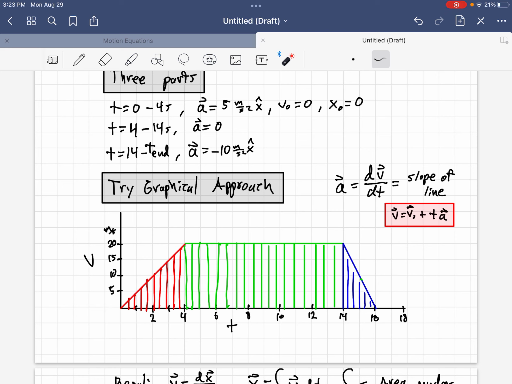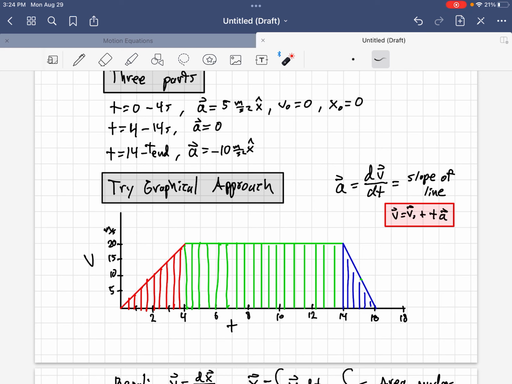So let's start our velocity plot, with velocity on the vertical axis and time on the horizontal axis. You can see this goes up in increments of 5, conveniently. We're starting at 0, and we have a slope of 5, so we go up 5 meters per second for every 1 second we go across. And we continue on that slope for 4 seconds.